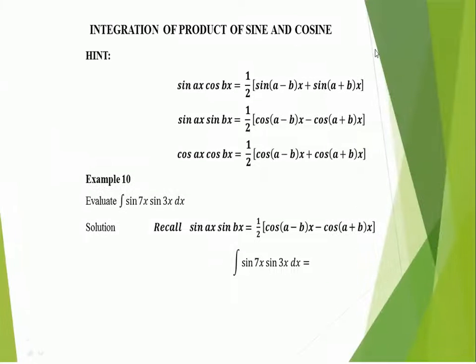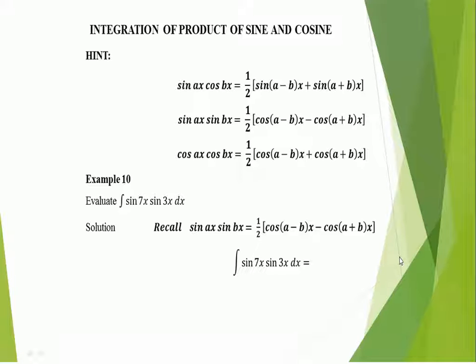If you have sine AX cos BX, that is when sine A and sine B, sine and cosine, multiply each other and you are to integrate. This is what you substitute for it. You are going to say half in bracket, sine (A minus B) X plus sine (A plus B) X, then the total bracket will be closed.